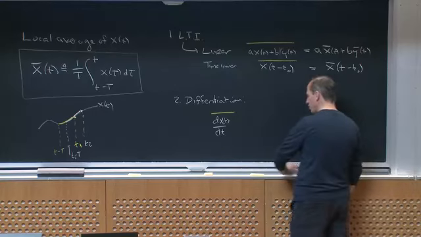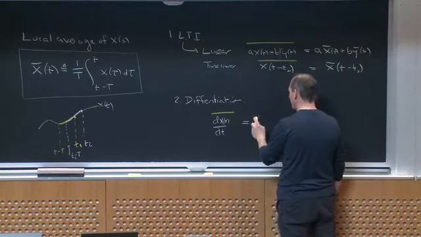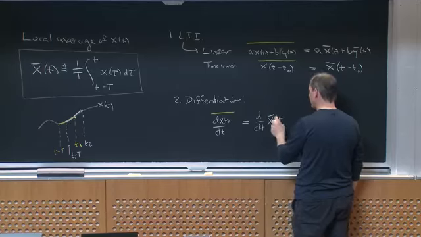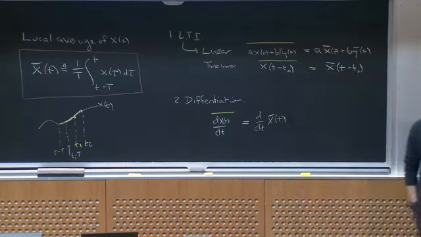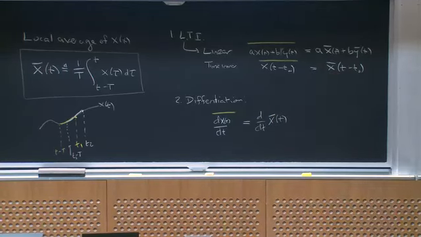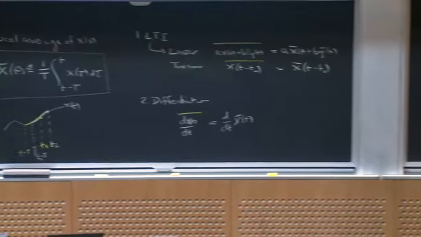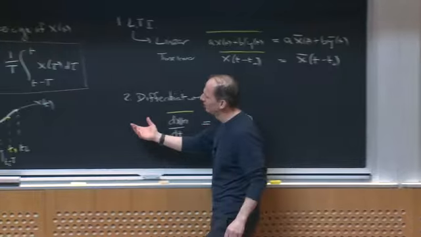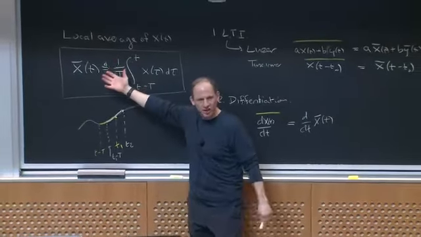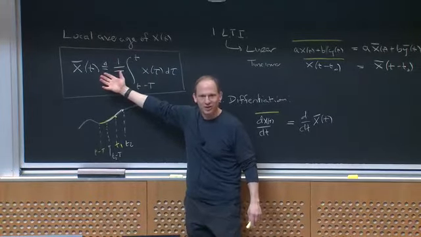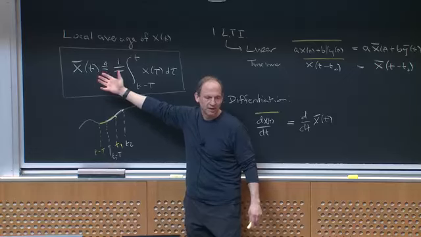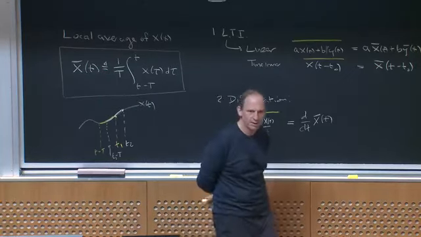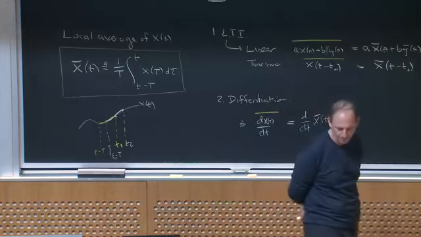it's pretty easy to show that this is the same as the derivative of x bar of t. That is, the local average of the derivative is the derivative of the local average. Why is that true? Because I'm taking the derivative of this thing, I can interchange the order of differentiation and integration, and I get back the same thing. And this property turns out to be a very useful one for modeling, as we'll see in a minute.